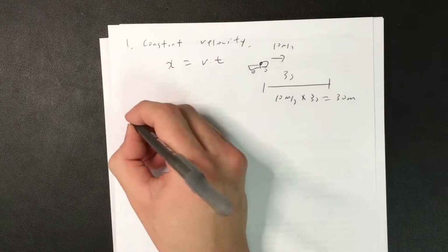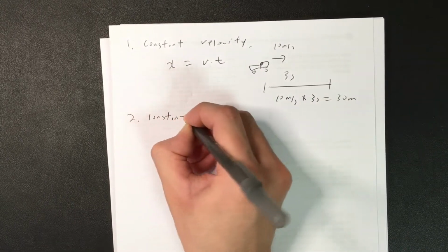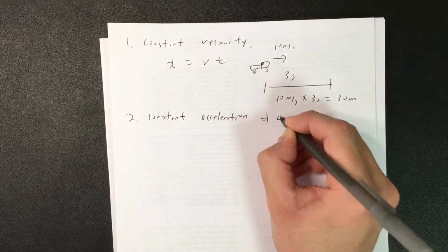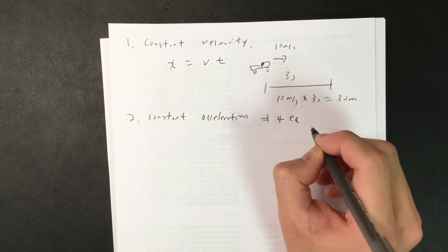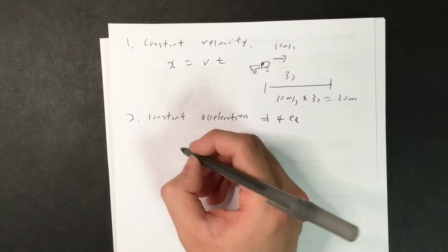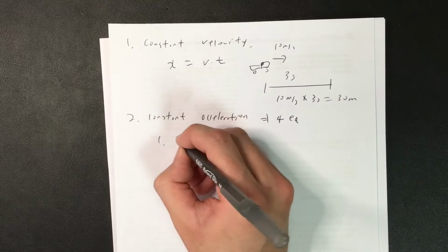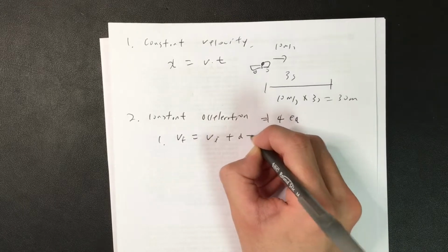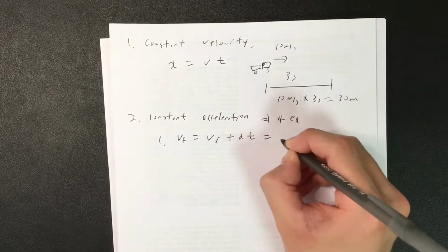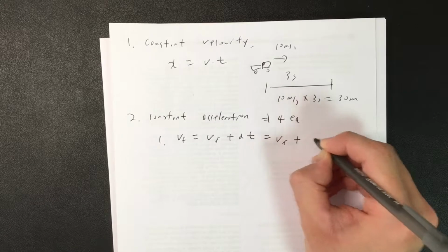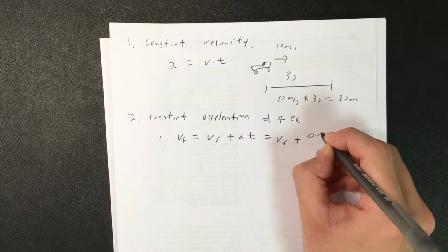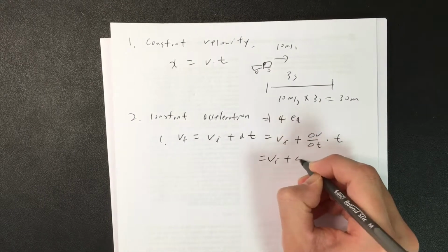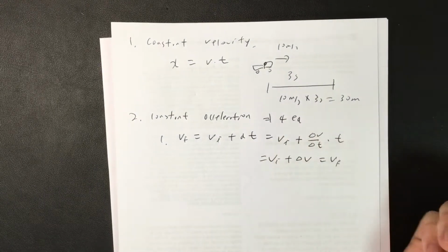And the second type of motion is constant acceleration. There are 4 main equations of motion when the acceleration is constant. The first one is velocity: final velocity equals the initial velocity plus acceleration times time. This is because from the definition of acceleration, v initial plus change in v over change in time times time gives v initial plus change in velocity, which is going to be the final velocity.